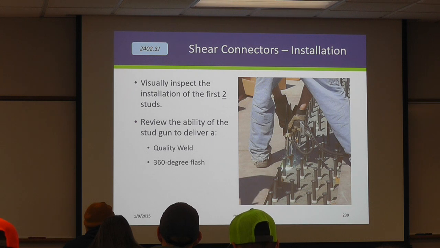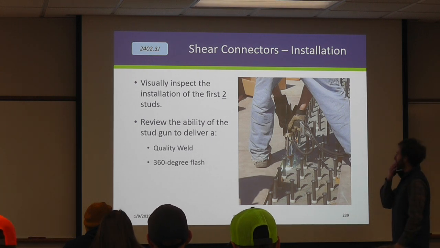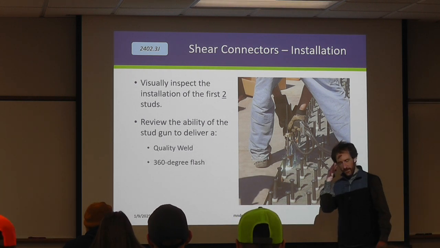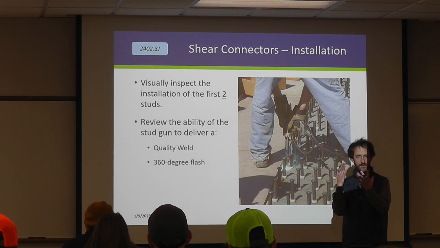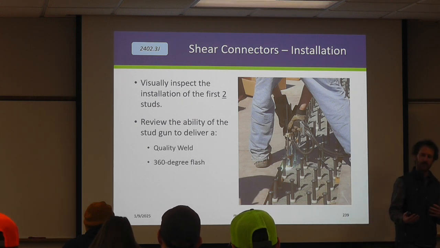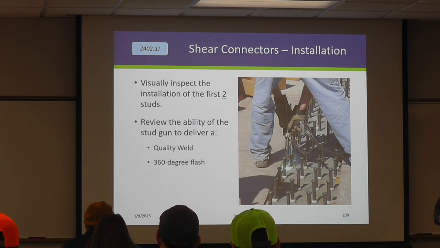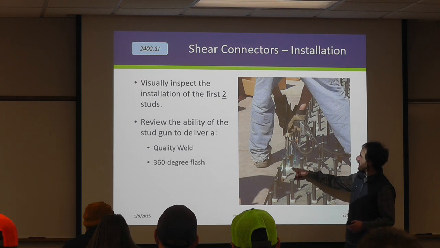So how do you inspect these? We don't want to look at welding, right? It's dangerous for our eyes. So we observe what's going on. And so you're going to visually inspect the installation of the first 2 studs, which really means that you're going to be nearby, listening, if you don't have a welding mask on, to how everything's going. Does it sound like the machine is functioning properly? Does it occur quickly? I mean, is there anything that seems out of the ordinary? Once the weld has taken place, you're going to go down and look and see.